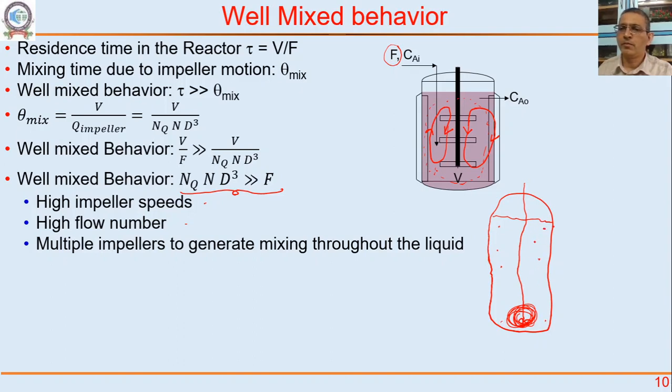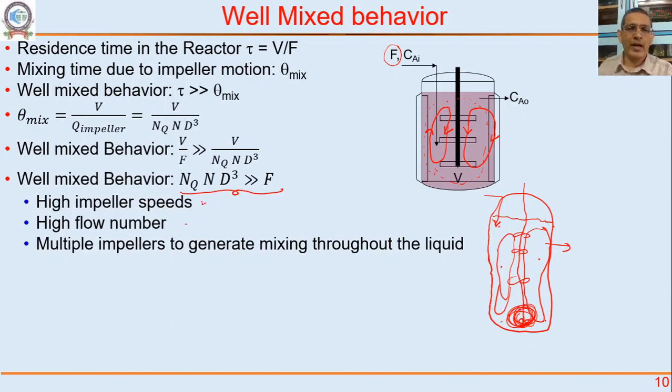May not be, definitely not. And flow is coming in here and let's say going out here. So mixing has to be ensured. So I will need multiple impellers to make sure that liquid is completely well mixed. Even these corners are well mixed, right? Corners are agitated nicely, mixing happens, right?